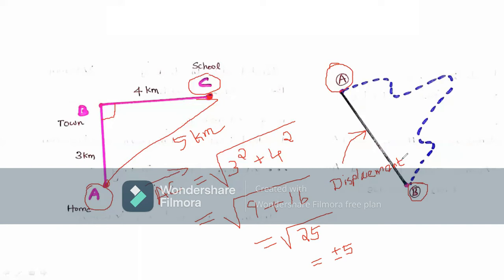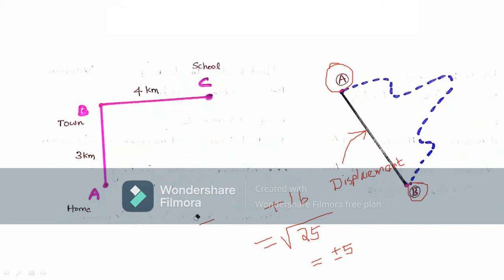So I could figure out the displacement. These both are called displacement. I think you understood the difference between distance and displacement. We will cover it later on. So let us move on to the definition of displacement.